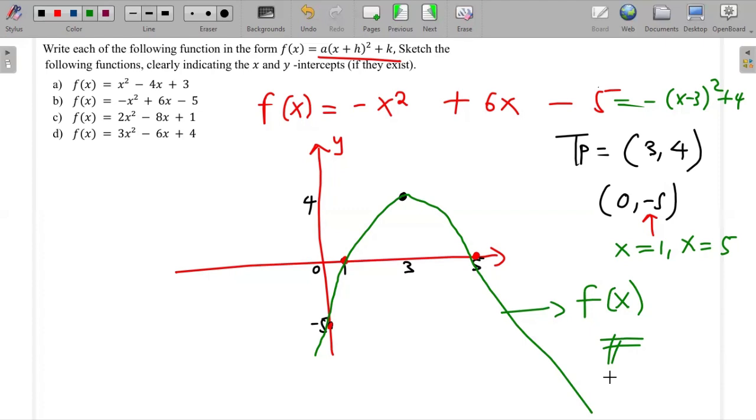If there are no questions, I'll end here for today. I hope you have learned how to complete the square and how to sketch by completing the square. What we're doing here is sketching by completing the square. So make sure you try out the other questions. You can try this, try this.